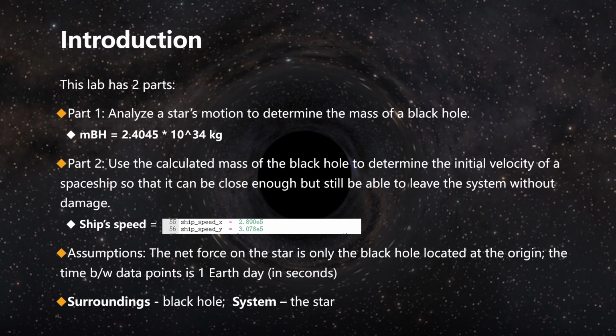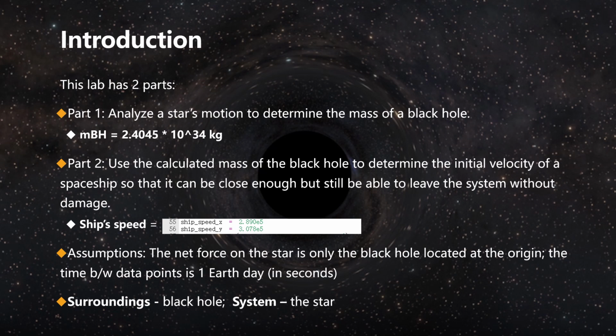This lab has two parts. Part 1, we analyze the star's motion to determine the mass of the black hole. And Part 2, we use the calculated mass of the black hole from Part 1 to determine the initial velocity of a spaceship so that it can be close enough to the black hole but still be able to leave the system without damage. We're assuming that the net force on the star is only the black hole and that the time between data points is 1 Earth day. And the system is a star, the surroundings is the black hole.